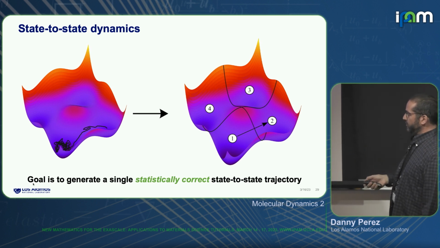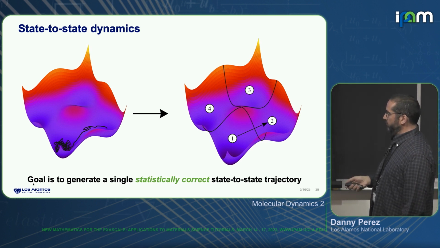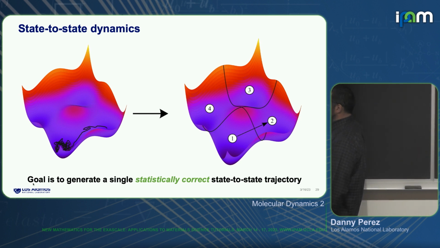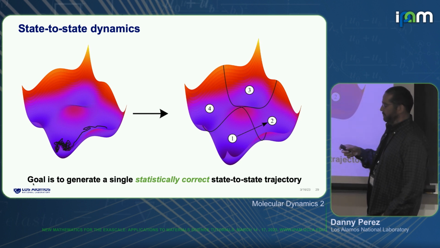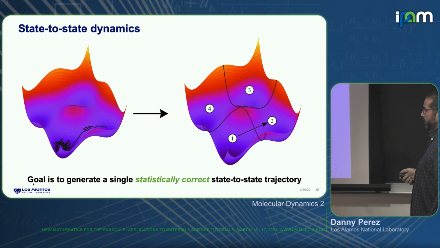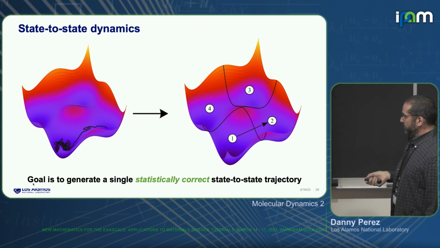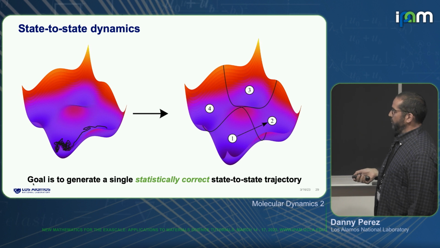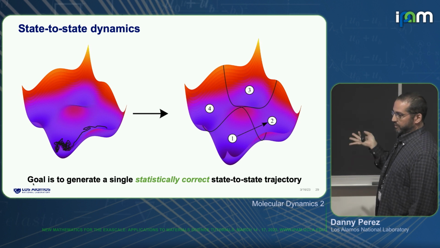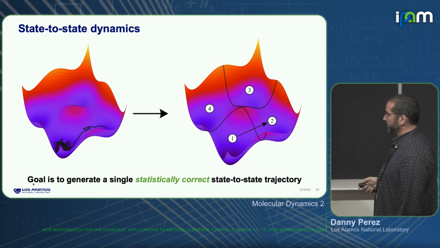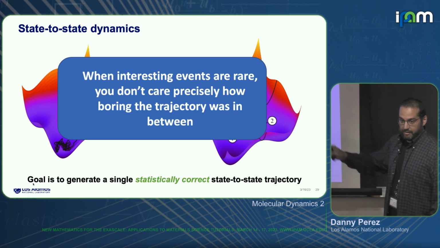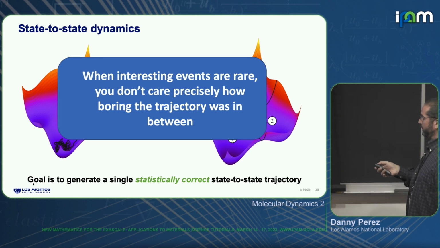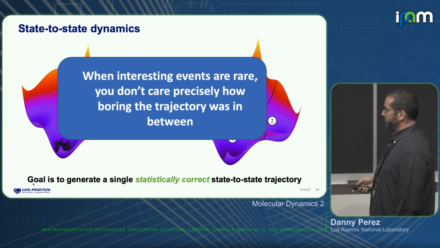Okay, so in that regime, what you care about is not exactly how things vibrate around, it's how much time I'm going to spend over here before I jump over here and something interesting happens. So what we care about is what I'm going to call the state-to-state trajectory. How long did I stay here and where did I jump to when I decided to leave is what I care about. Exactly how boring things were in the meantime is not something I care about. And this is what we're basically going to exploit to speed things up.